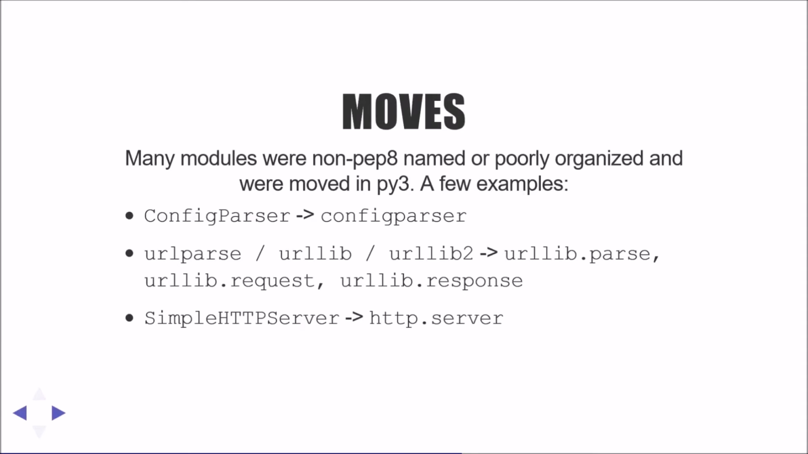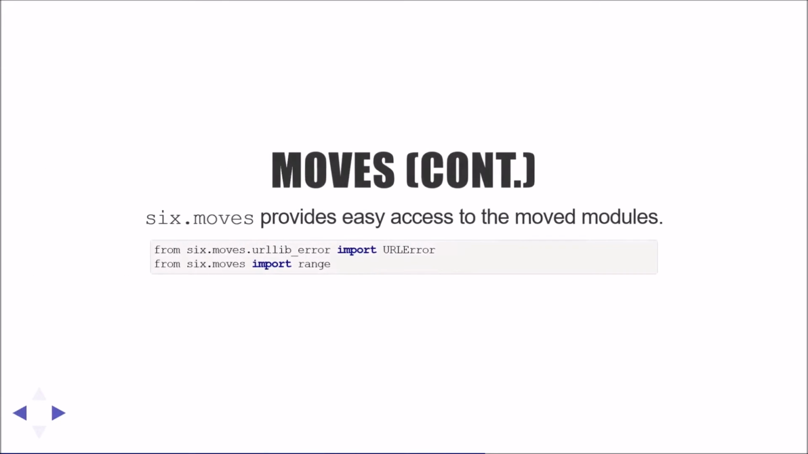In Python 3, many modules which previously had non-standard names were renamed to comply with PEP8. Some other modules were rearranged to better group similar APIs. The easiest way to handle the moved modules is to import the names out of six.moves instead.